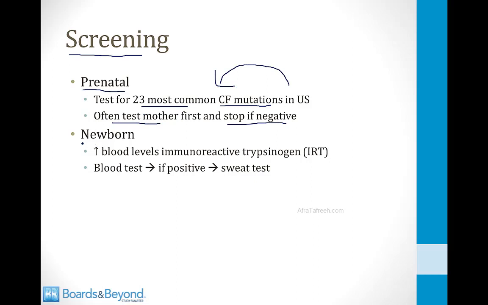However, if she carries one of these gene mutations, then you go ahead and test the father as well. You can also screen in the newborn period. Many babies with cystic fibrosis have increased blood levels of a substance called immunoreactive trypsinogen, or IRT. You may know that trypsinogen is a zymogen. It's a precursor of a pancreatic enzyme synthesized in the pancreas, and levels of immunoreactive trypsinogen are increased in many babies with cystic fibrosis. So you can do a simple blood test, often with a sample of blood from a heel stick on a newborn baby. If the level of IRT is elevated, then you go on and do a sweat test and further confirmatory testing.